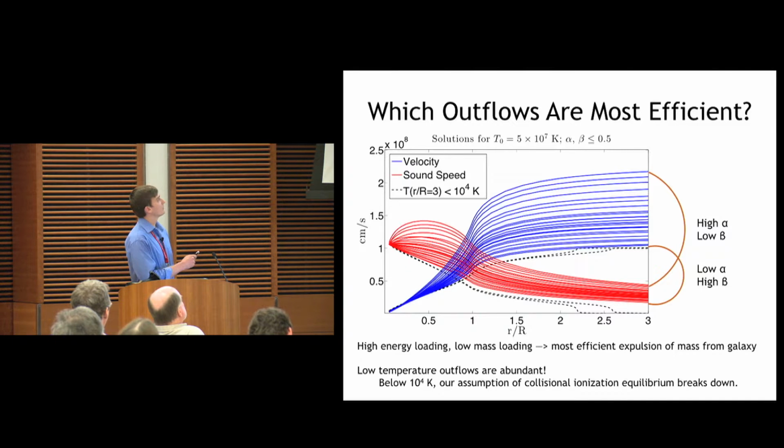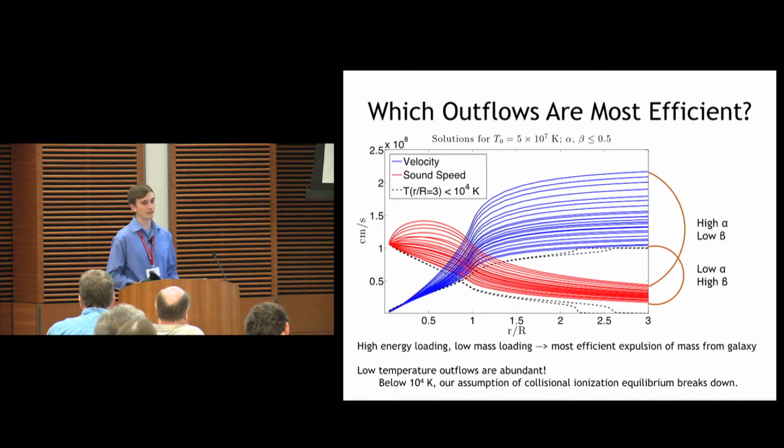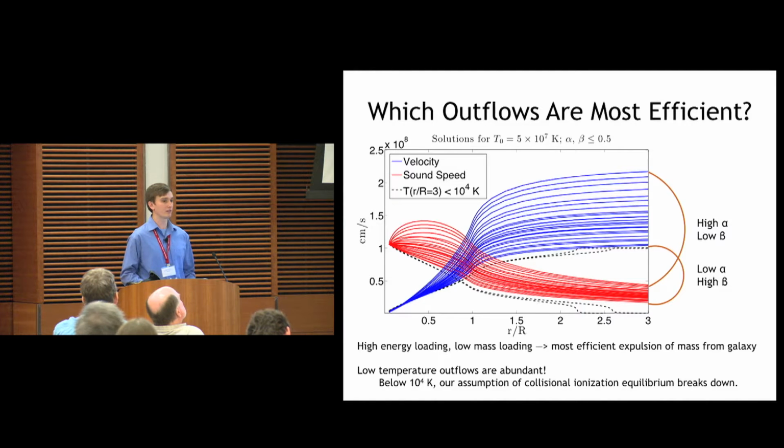But again, we also see that there are many solutions here that give very, very low temperature outflows. So in these black dashed lines, I've plotted a few solutions where the temperature drops to below 10^4 Kelvin, even within 4 to 500 parsecs. So this is something that we want to focus on more in the future, but below this 10^4 Kelvin, our assumption of collisional ionization equilibrium breaks down, and it'd be interesting for us to include photoionization heating.